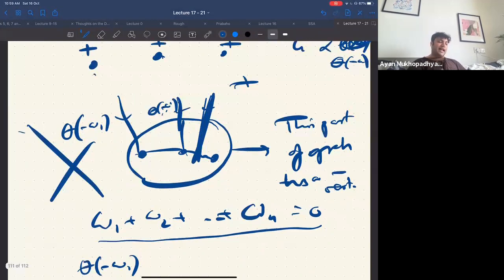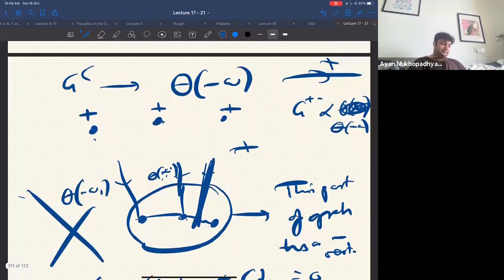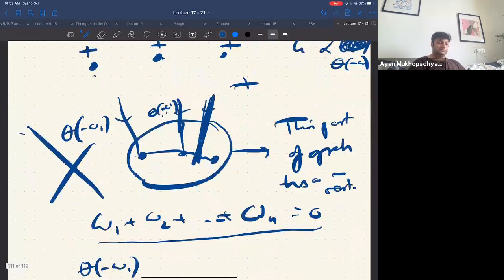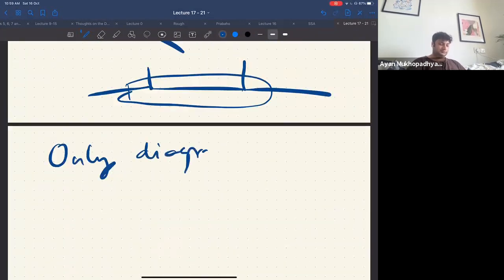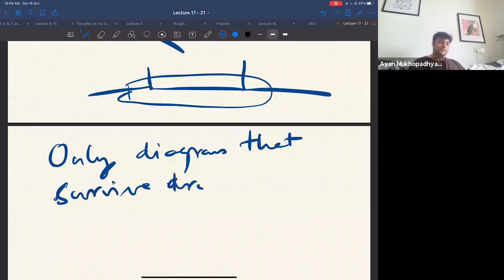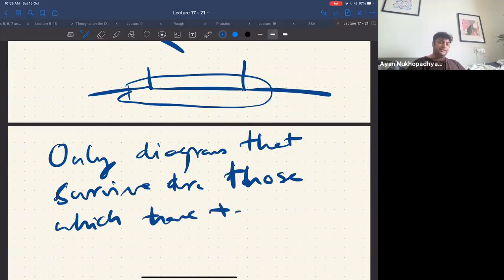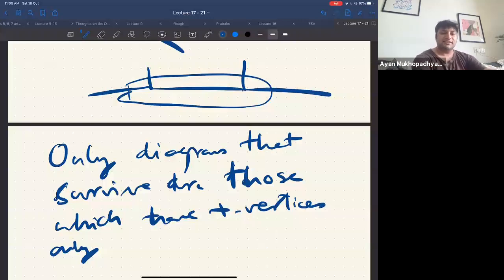Therefore, the conclusion is that the only diagrams that survive are those which have plus vertices only. And this reproduces the standard computational rules that you get in all elementary textbooks, that you only have the usual time order property. Okay, so that's a very nice conceptual thing that you see.